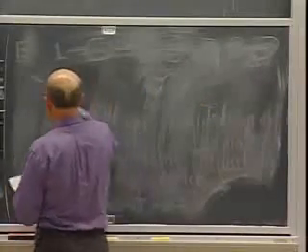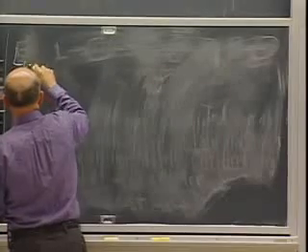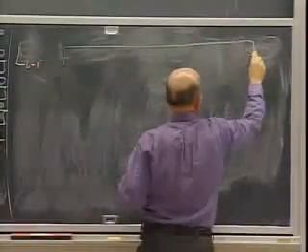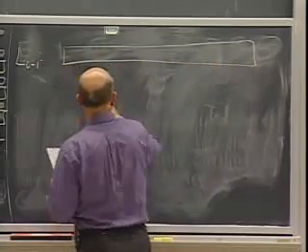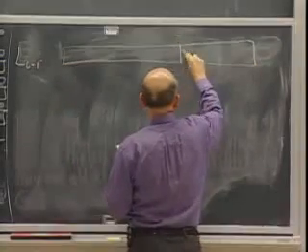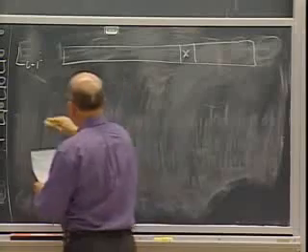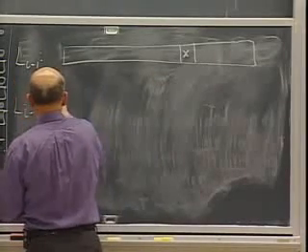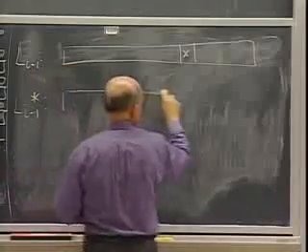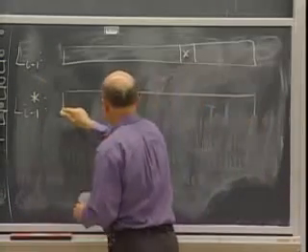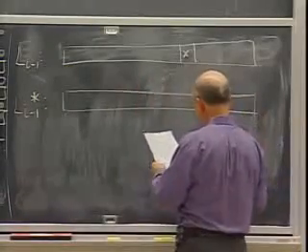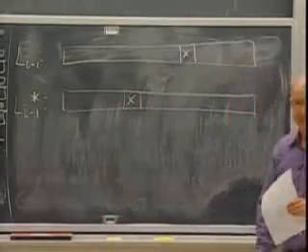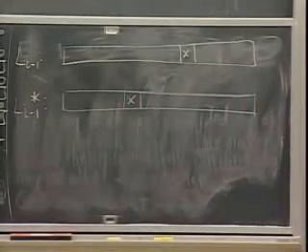Okay, so here's L sub i minus 1, and we have our list, which I'll draw like this, and somewhere in there we have X. Then we have L sub i minus 1 star, which is OPT's list, and it's got X somewhere else.